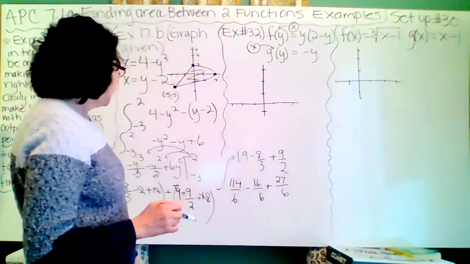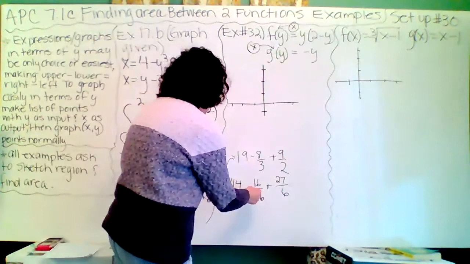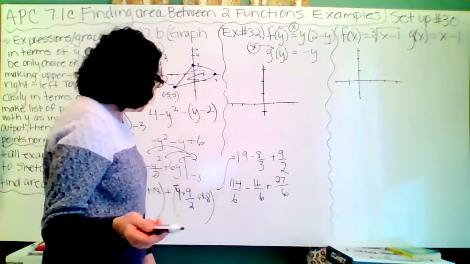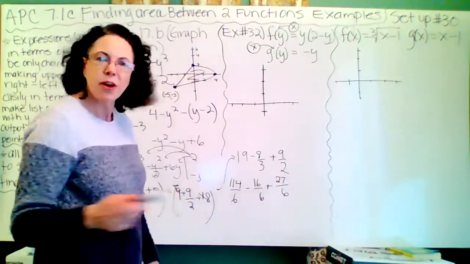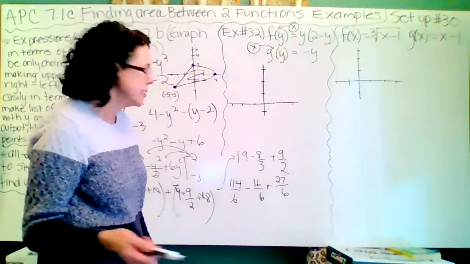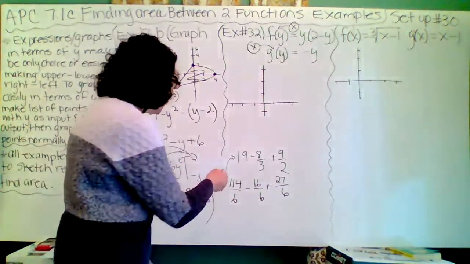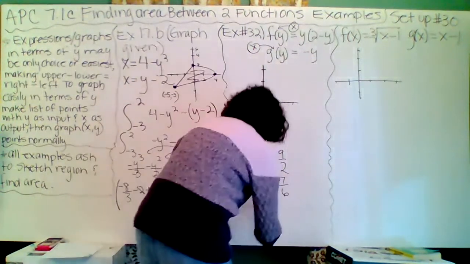So 114 minus 16 is 98. I'm sorry, my phone keeps dinging and it's distracting me. There we go. Is 98 plus 27.